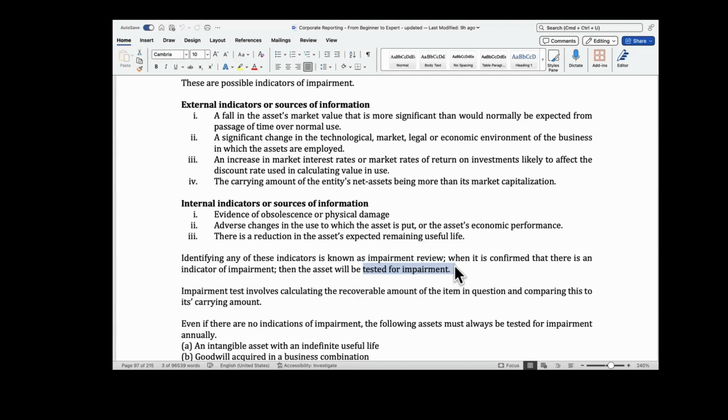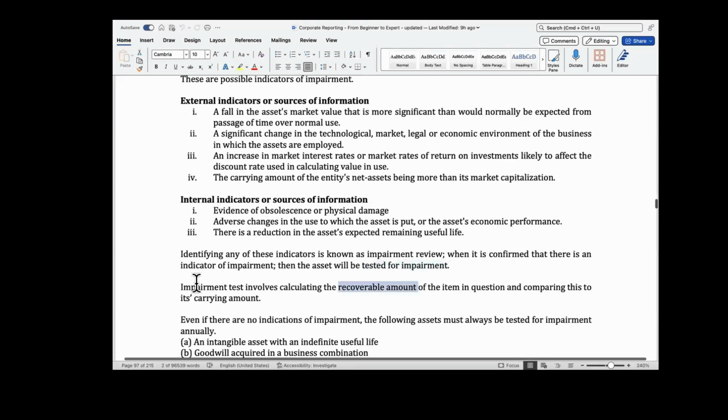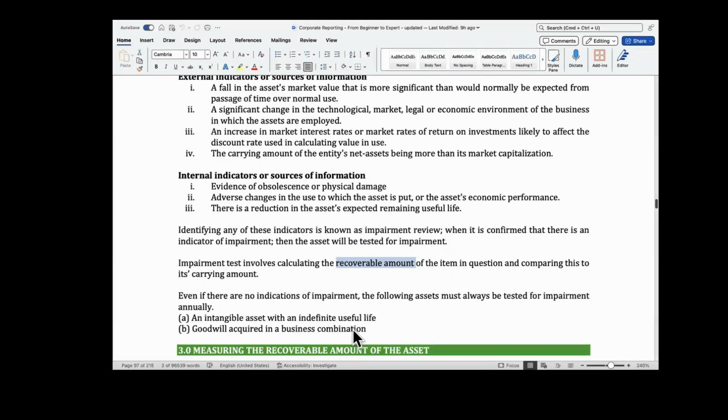When we say impairment test, basically what you're doing is determining the recoverable amount of an asset so that you can compare it with the carrying amount. However, there are certain types of assets that do not require indication. Even if there is no indication, you still test them for impairment. These types of assets are an intangible asset with an indefinite useful life, which is tested for impairment annually. And the second one is goodwill acquired in a business combination, which is also tested for impairment annually.